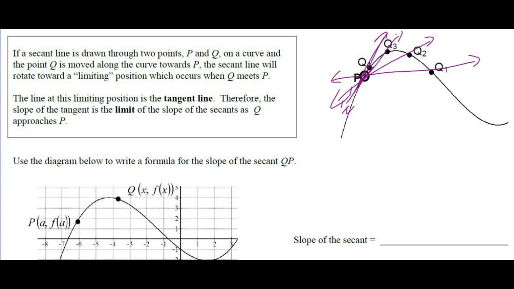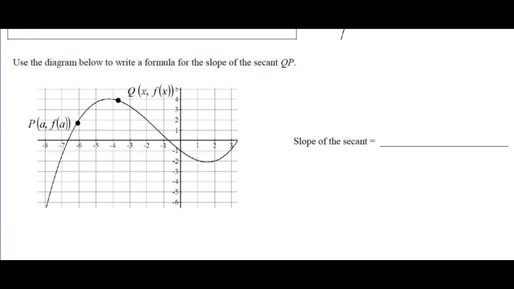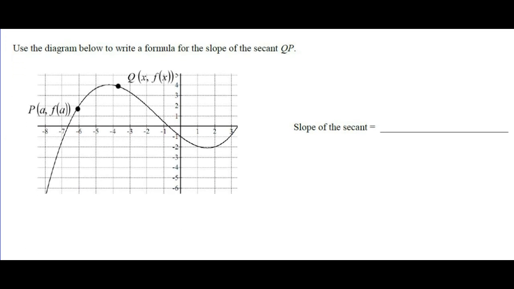Therefore, the slope of the tangent line is the limit of the slope of the secants as Q approaches P, right? So imagine this sort of rotating. Actually, you won't even have to imagine. I'll show you a demonstration in a sec. Use the diagram below to write a formula for the slope of the secant QP. So we've got point P, which is at a, f of a, and we have point Q, which is at x, f of x.